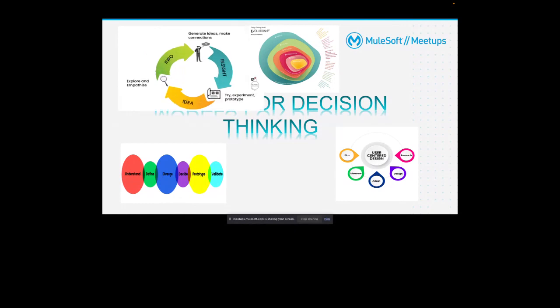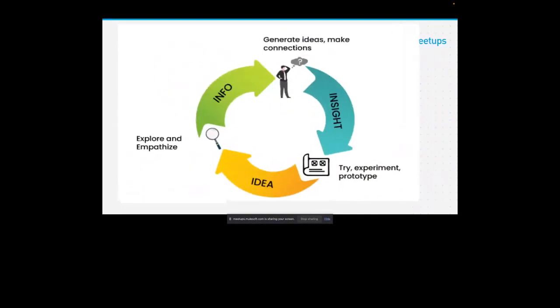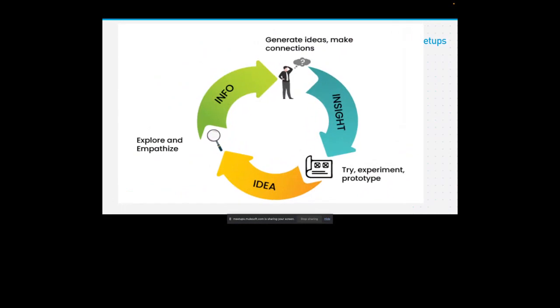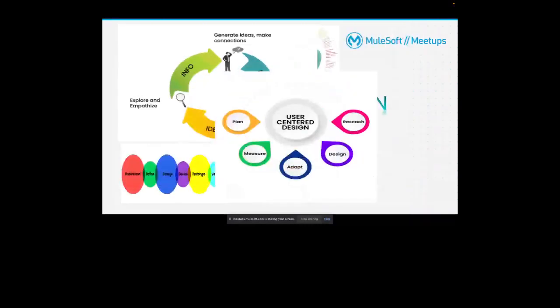So for this example model: generate ideas, make connections, take insight, experiment, prototype, take ideas, explore, empathize, and again go back to generate ideas. It's a completely spiral model, so you have to go in circles. There is no single point of stage, it's all stages: stage one, stage two, stage three, then again stage one is stage four. It just goes around and around.